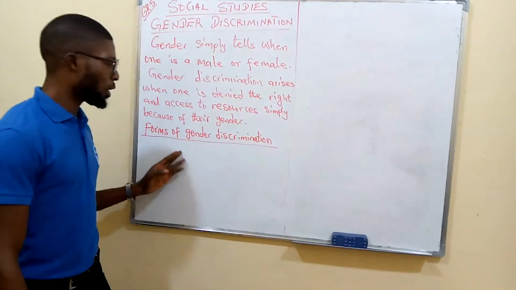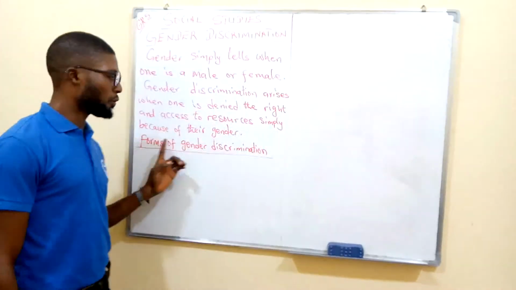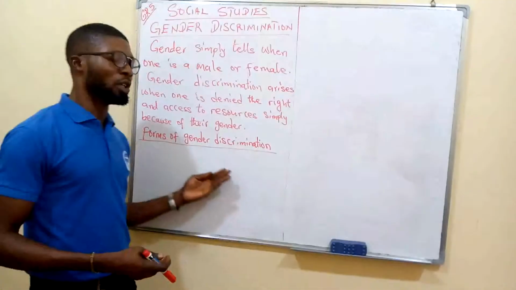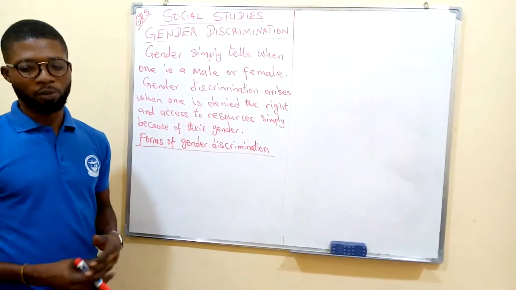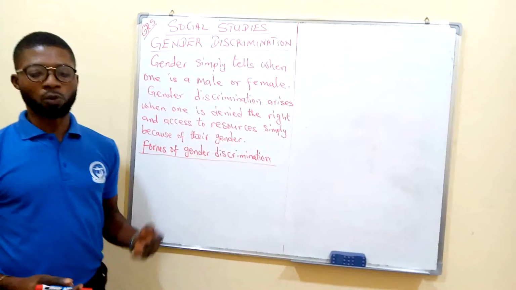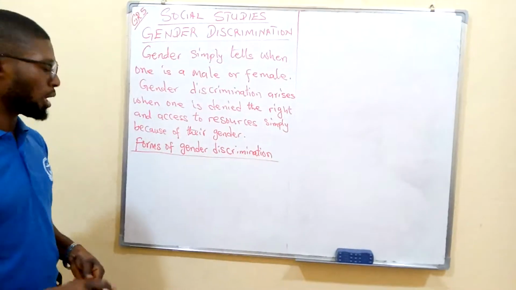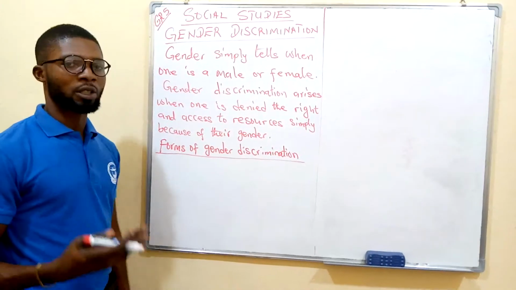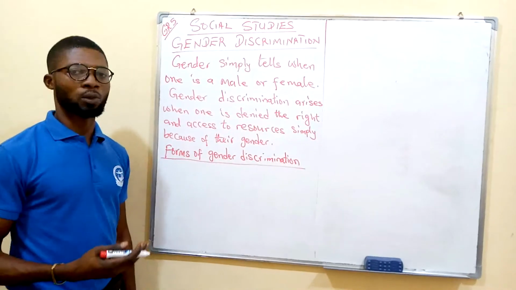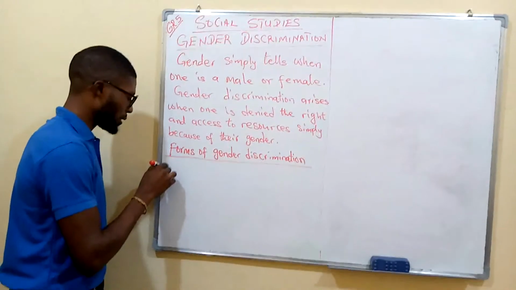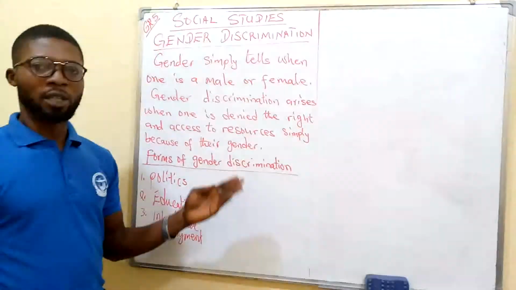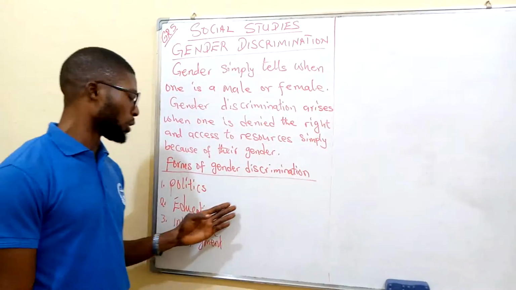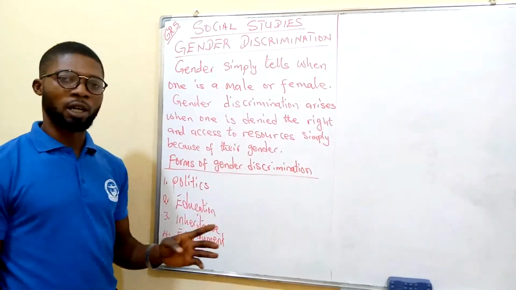Looking at forms of gender discrimination. Gender discrimination exists in different forms or different areas. Some of the areas in which gender discrimination occurs are what we are going to list right now. So we'll be listing the 4 areas where gender discrimination tends to occur. The forms of gender discrimination we are talking about are listed on the board. Like I told you, for the course of this lesson, we'll be looking at 4 forms.